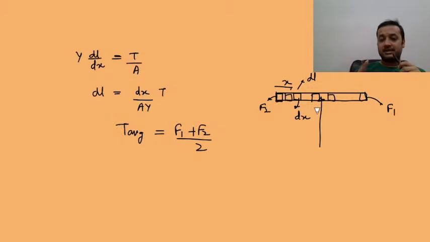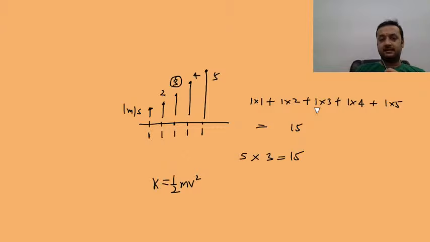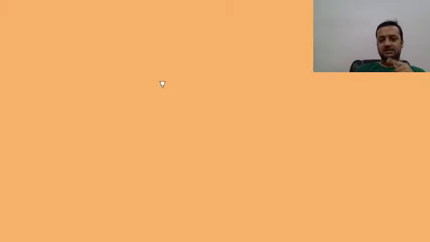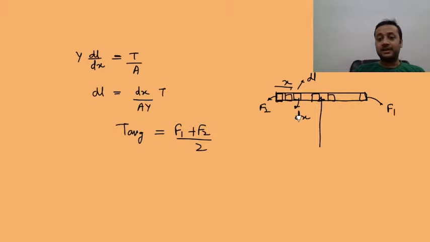Why? Because as I told you, the quantity that we are trying to calculate should vary linearly. I had written this statement: if the quantity that we are trying to calculate has a linear variation, then you can use this type of method. So we are trying to calculate the elongation. It was varying linearly, so we can use this as an average tension.